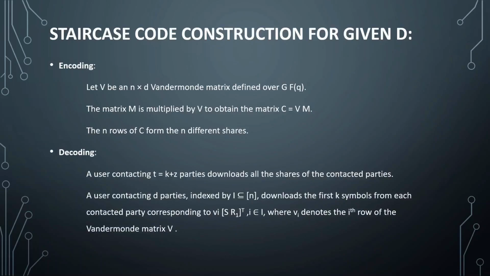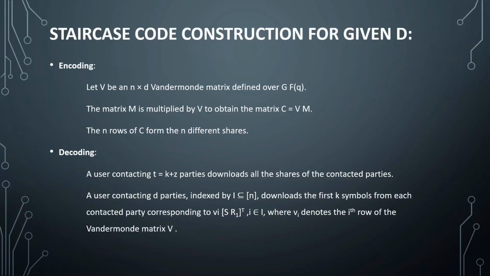One is if a user contacts T equal to K plus Z parties, he downloads all the shares of the contacted parties. Whereas if the user contacts D parties indexed by I, which is a subset of the set N, he downloads the first K symbols from each contacted party corresponding to VI, where VI denotes the ith row of the Vandermonde matrix.